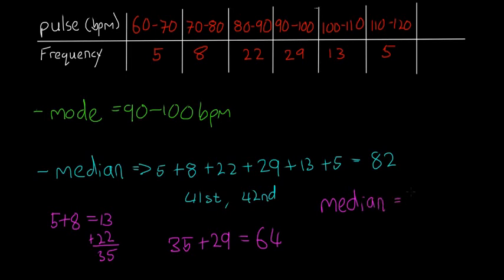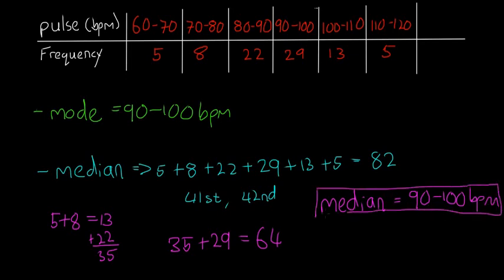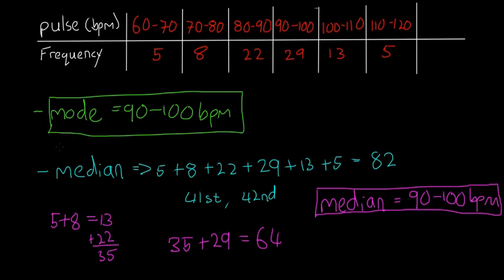The median is also between 90 and 100 beats per minute. So again, there's no definitive answer for these because it's a frequency distribution table. I'll put a square on the mode as well. And even the mean, which gives a better answer, is still just an estimate.